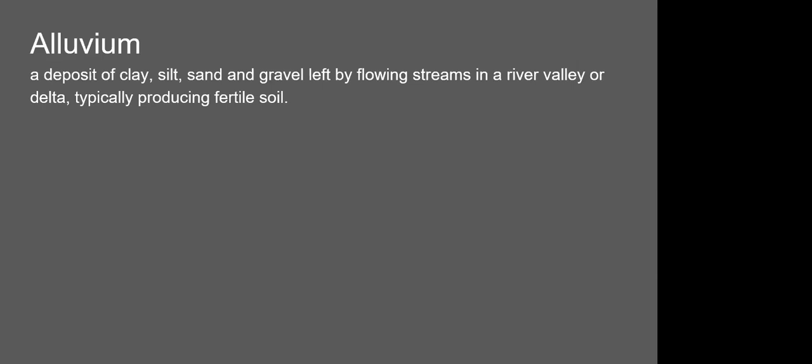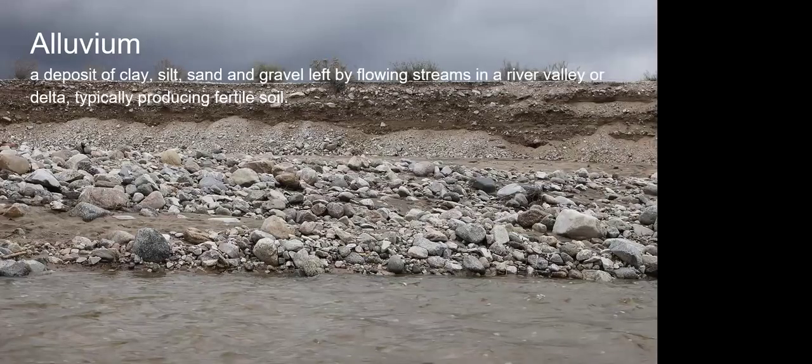So first of all, definitions. Alluvial sage scrub, what is it? With the search on Google, alluvial is of or, that's very helpful, right? So alluvium, of course, is a deposit of clay, silt, sand, and gravel left by flowing streams in a river valley or delta, typically producing fertile soil. That was the search definition that we got. And here we can see some examples of that kind of stuff. This is at Hahamongna Watershed Park.